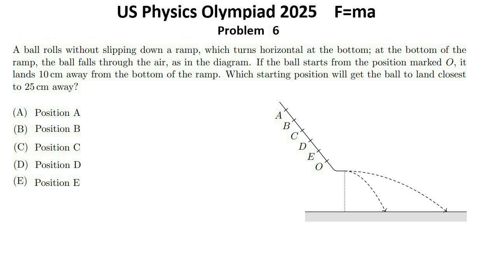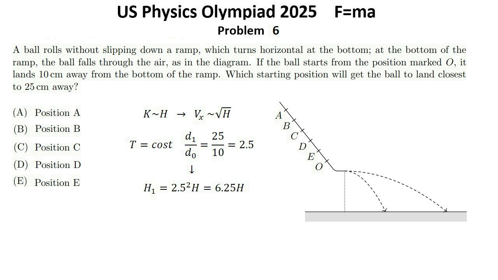Solution for problem 6. The kinetic energy of the ball at the bottom of the slide is proportional to the height dropped down the slide, so the horizontal velocity is proportional to the square root of the height drop. The time to fall is constant, so we need the velocity to scale up by 2.5, which means the height drop has to scale up by 6.25. This is choice A. That was solution for problem 6.